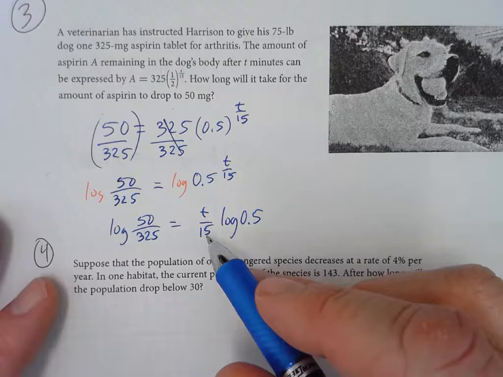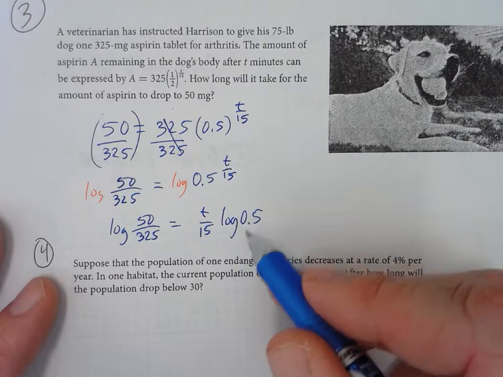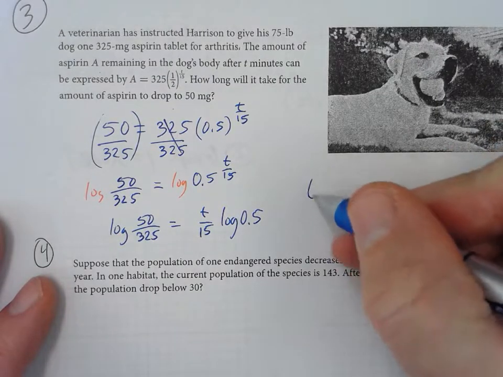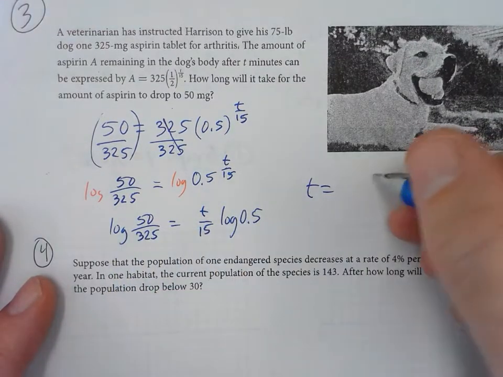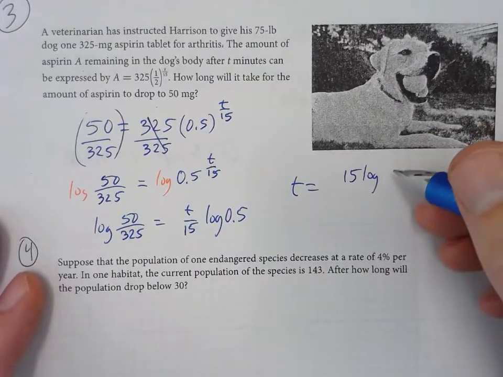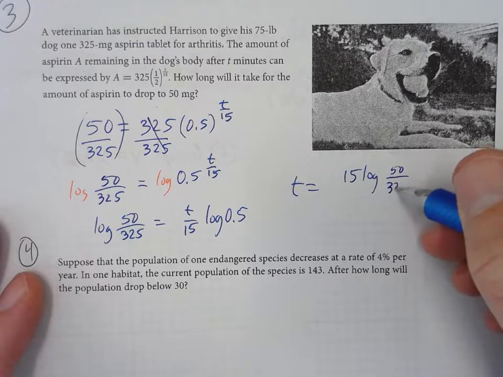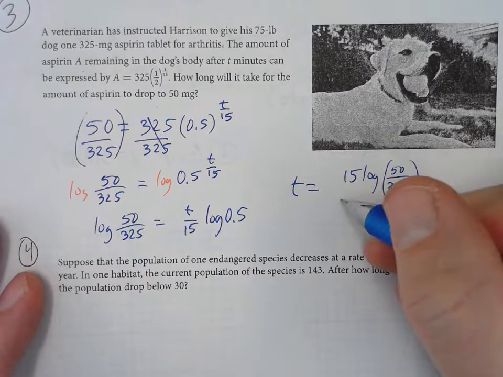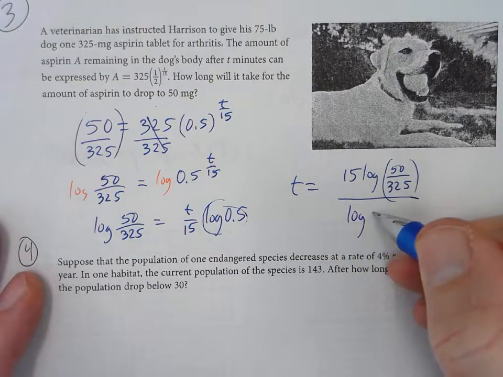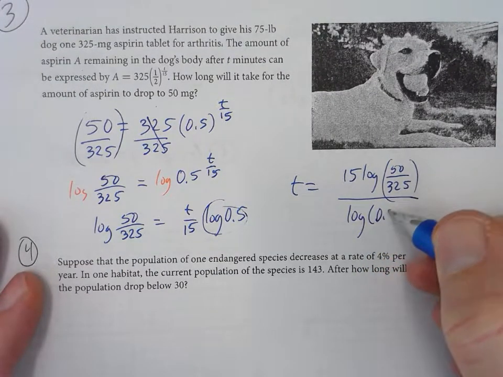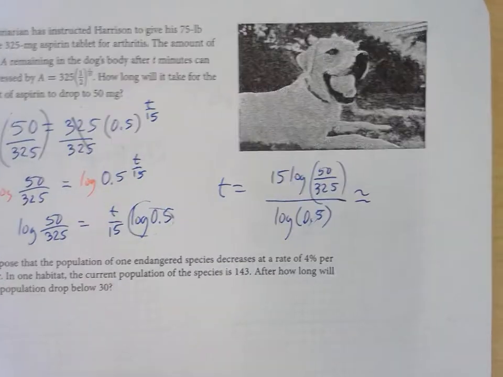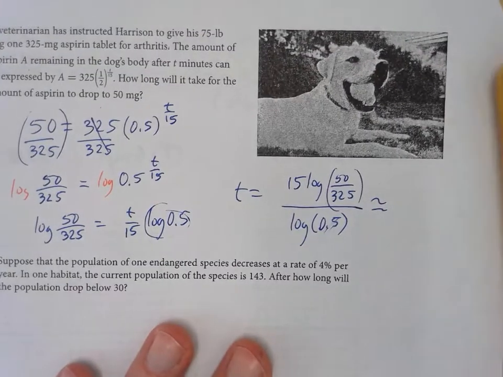I have to get t by itself, so I'm going to do two things. I'm going to divide by the log and then multiply by the 15. So t would be equal to 15 times log of 50 over 325, and then I'm going to divide by the log of a half, or 0.5. I'm going to type this into the calculator, and it'll approximately be equal to the number of minutes it takes for this to happen.